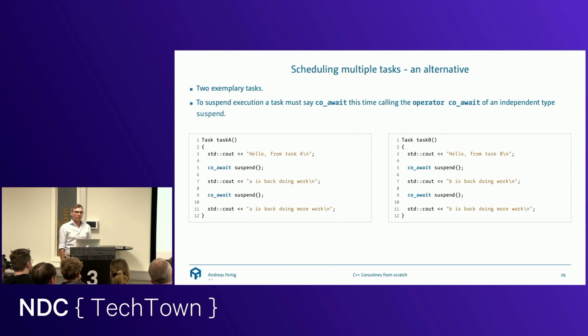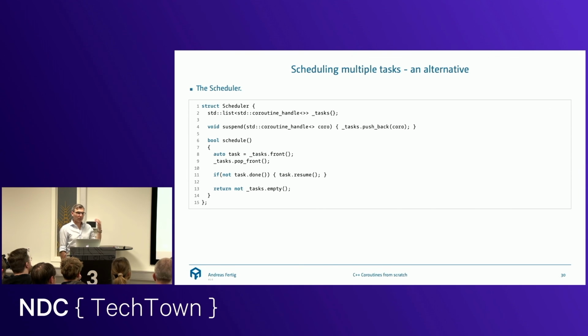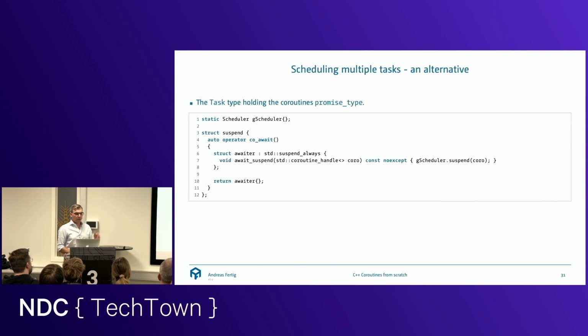The implementation of my scheduler here still uses a std::list of void coroutine handles. It comes with another member function, this time suspend, which takes a void coroutine handle and pushes that one back to the task list. And schedule is the same implementation as before. Get the first entry from the list, see whether the coroutine is still resumable. If so, resume it, and as a result, return the amount of tasks left in the list. The different part this time is this one here.